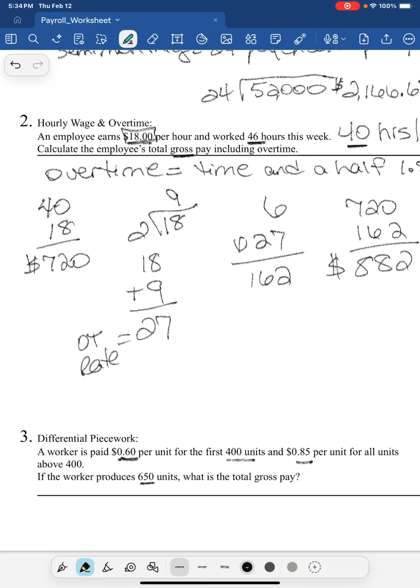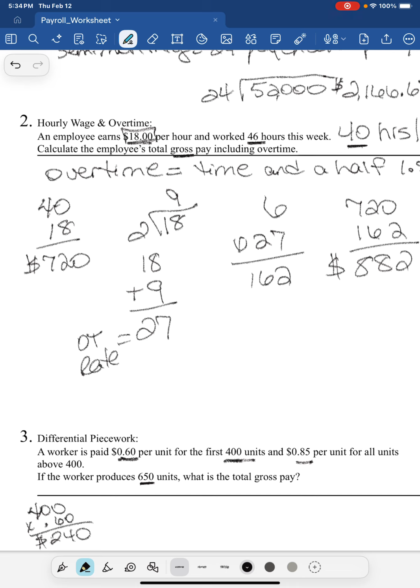Okay, so this person has made 650 units. So we know 400 of them is at the 60-cent rate. So we just take 400 and we multiply it by 60 cents. And we get $240. They made $240 for the first 400 units that they made.